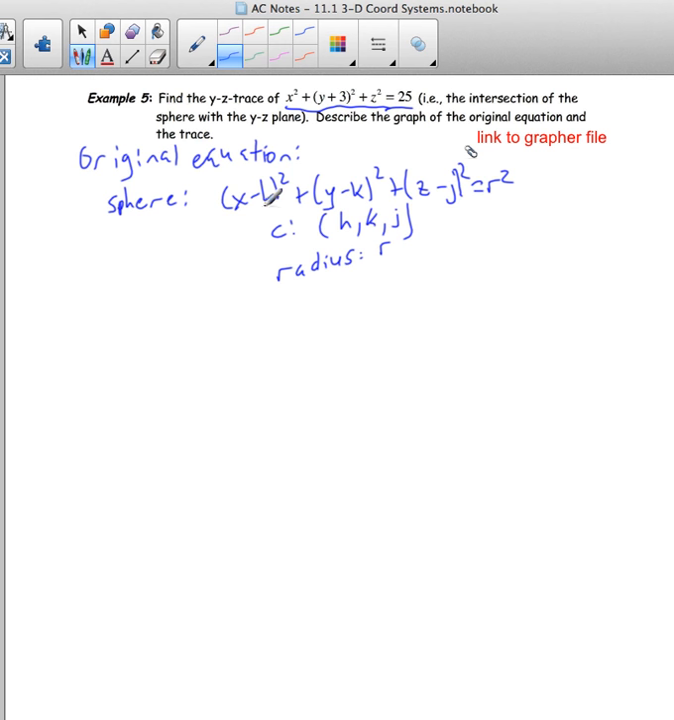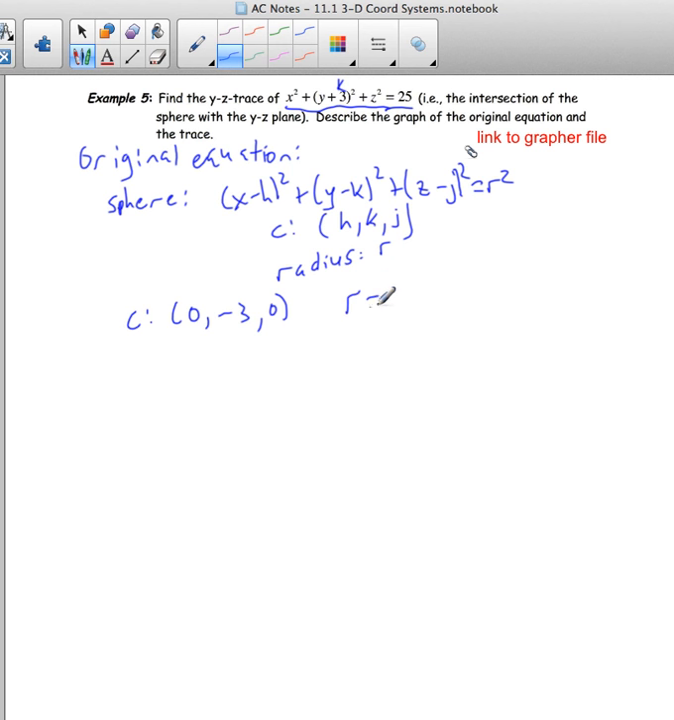So in our equation, h is 0, so the x-coordinate of the center of the sphere is 0. The k is negative 3, because we have y minus negative 3. And for the j, we have z squared, that means z minus 0 squared. So our center is (0, negative 3, 0).